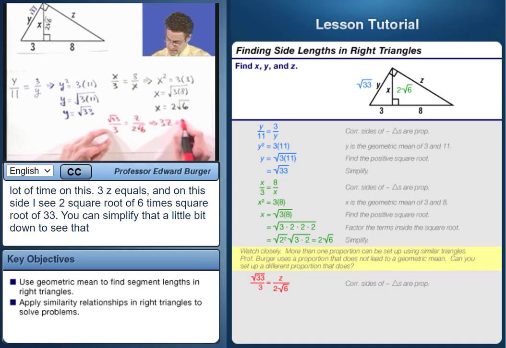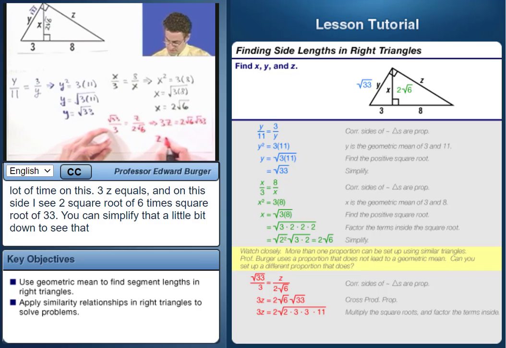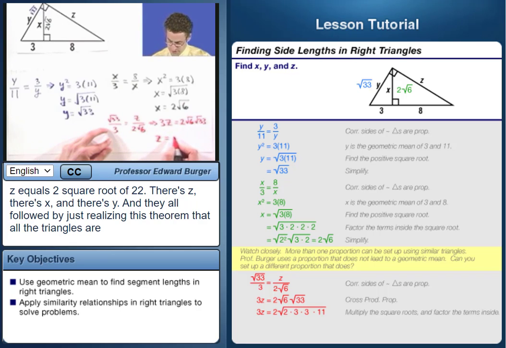So there's z, there's x, and there's y. And they all followed by just realizing this theorem that all the triangles are, in fact, similar. And, in fact, we're seeing lots of geometric means hidden. Pretty neat.